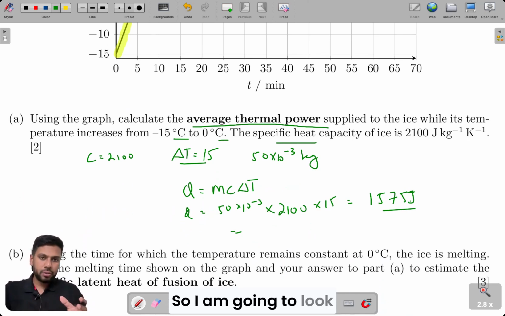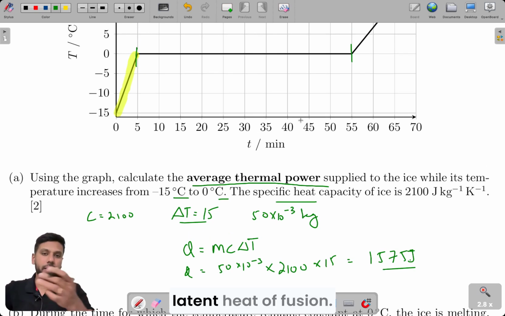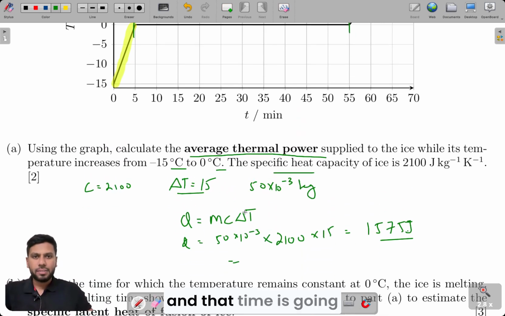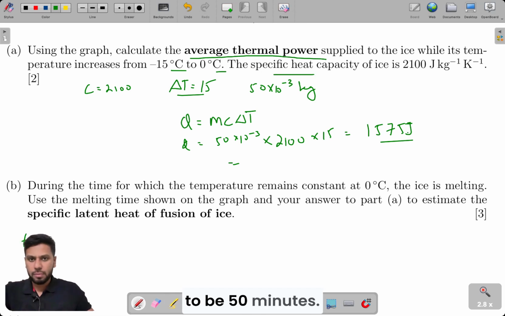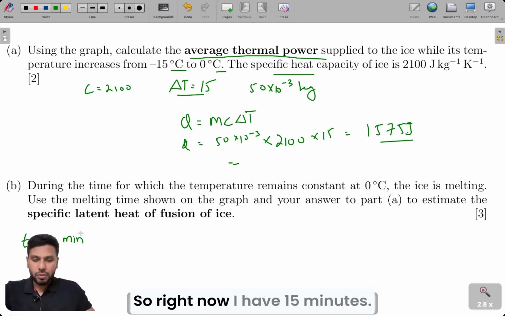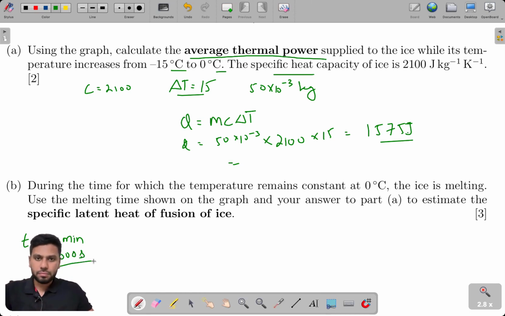So I am going to look for the specific latent heat of fusion. My time is given here, and that time is going to be 50 minutes. Of course, when I'm doing calculation, I have to convert it to seconds. So that's going to be 3000 seconds, right? Yes, 3000 seconds.